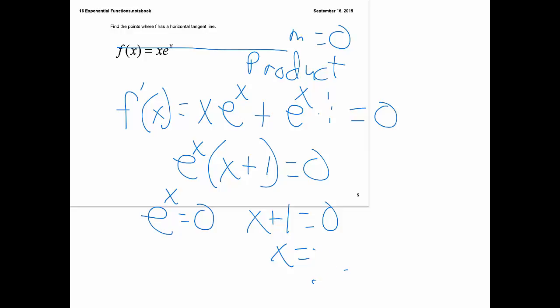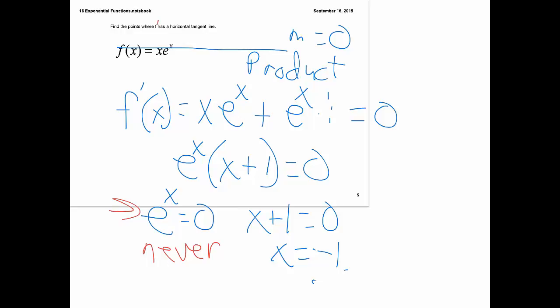But what happens on this side over here when we're looking at e to the x equals 0? Well, if you go back to the first slide that I showed you, the graph of e to the x has a horizontal asymptote at y equals 0. That means this never happens. So e to the x is never equal to 0. So the only place where this has a horizontal tangent line is when x equals negative 1.